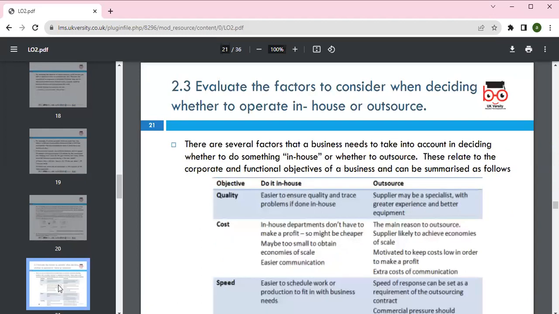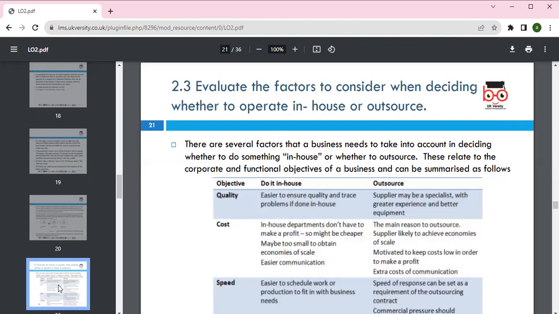Then we have 2.3, where we evaluate the factors to consider when deciding whether to operate in-house. The key factors are quality, cost, and speed and time. Several factors need to be taken into account when deciding whether to do something in-house or outsource. In-house means within the company you produce something, and we can look at the functional objective of quality. Doing it in-house makes it easier to ensure the quality.